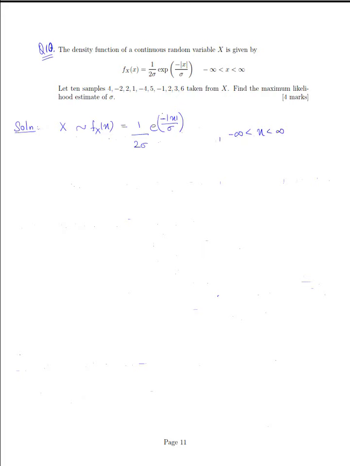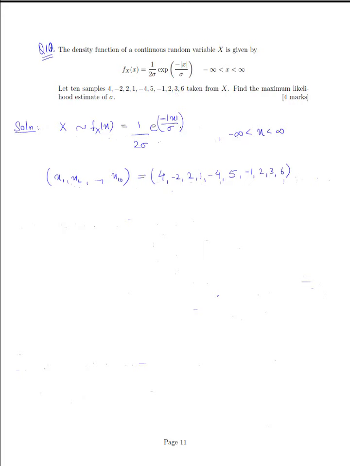We are taking 10 samples from x. So let's denote this as x1, x2 up to x10. This is 4, minus 2, 2, 1, minus 4, 5, minus 1, 2, 3 and 6. So this particular sample has been taken from the random variable x. Now we have to find the maximum likelihood estimate of the parameter sigma.